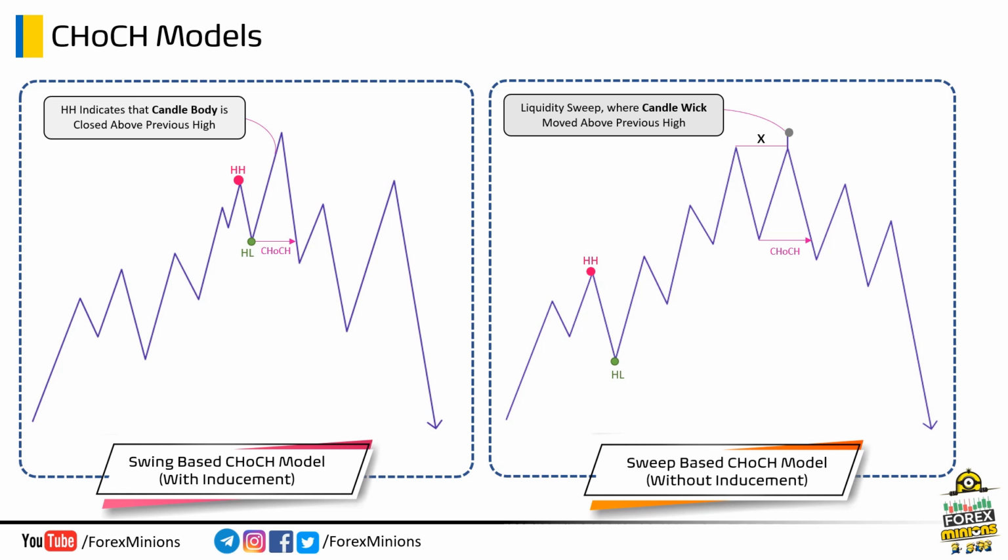As a summary, we have studied two basic models. First, the swing base model, or you can say the inducement base model. For this model, we must wait for an inducement level to confirm trend reversal. Secondly, the sweep base model. In this model, we do not wait for inducement and we can directly enter on the first pullback. I hope you have enjoyed this lecture and you have comprehensive knowledge about trend reversal confirmation. This was our last lecture on structure mapping.